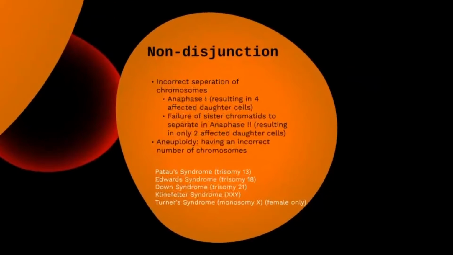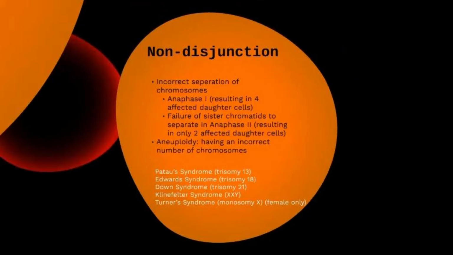Now, this can happen at Anaphase I or Anaphase II, and we'll go into how this can happen at Anaphase II later on. But nondisjunction is the incorrect separation of the chromosome. So during Anaphase I, this will result in 4 affected daughter cells. And if it happens in Anaphase II, it will only cause 2 daughter cells to be affected because the first one will already have split up.